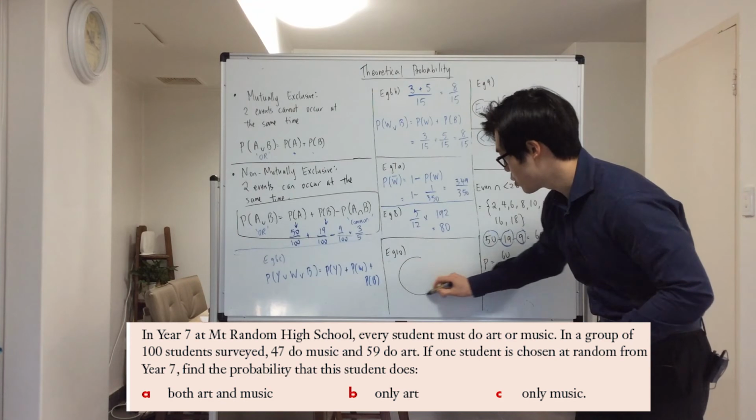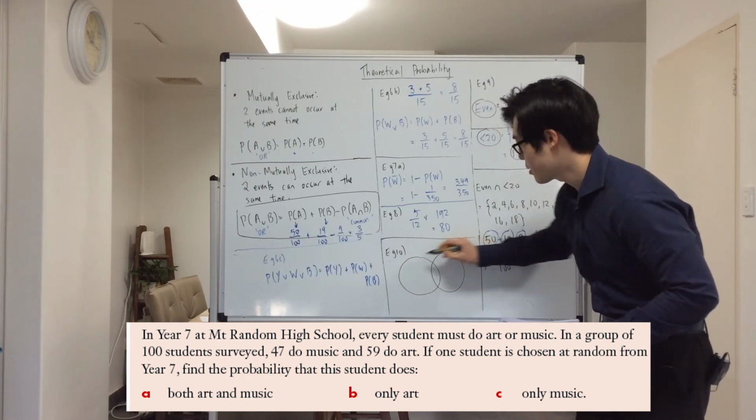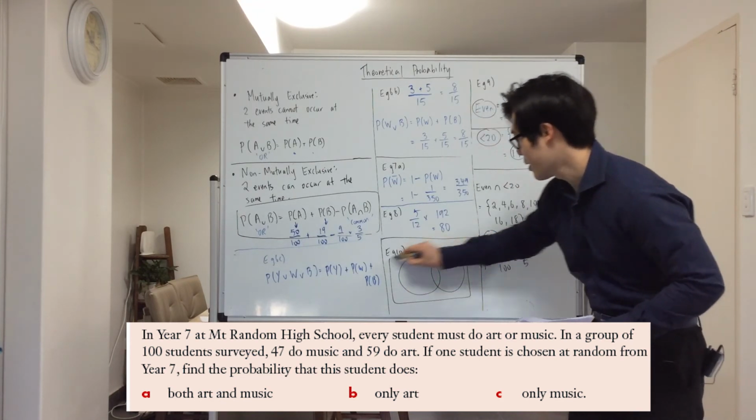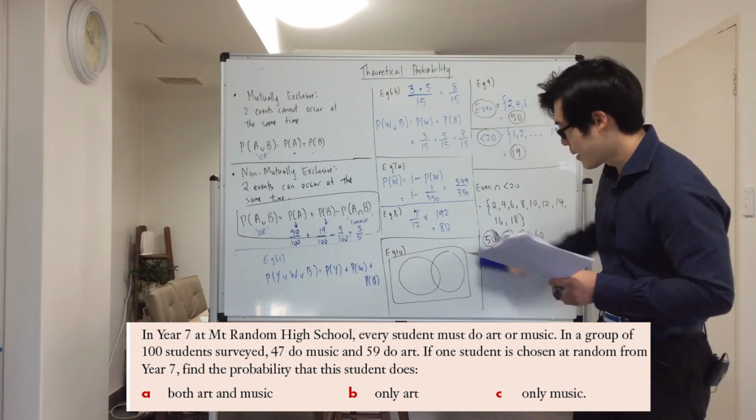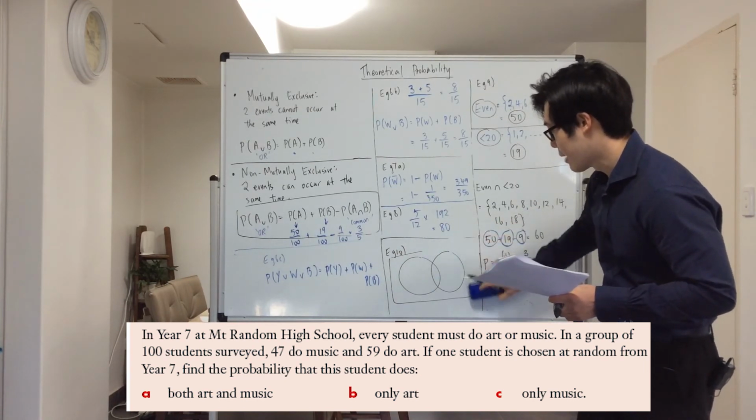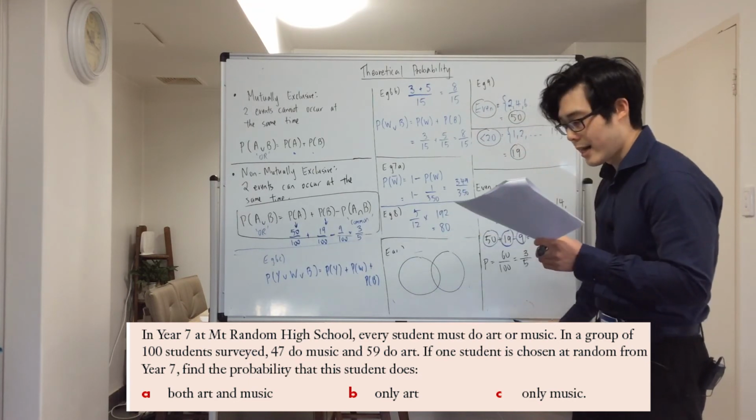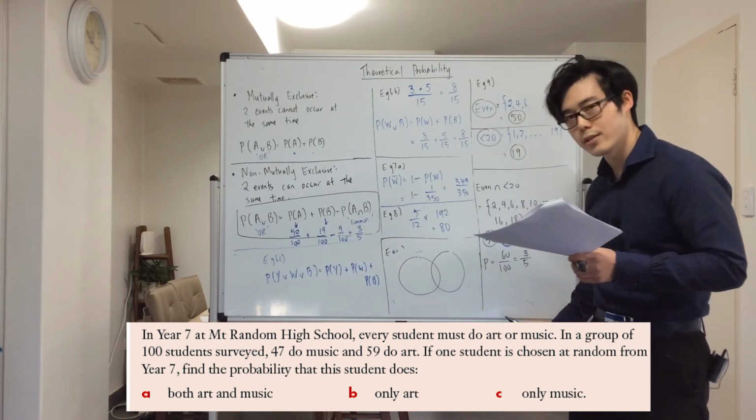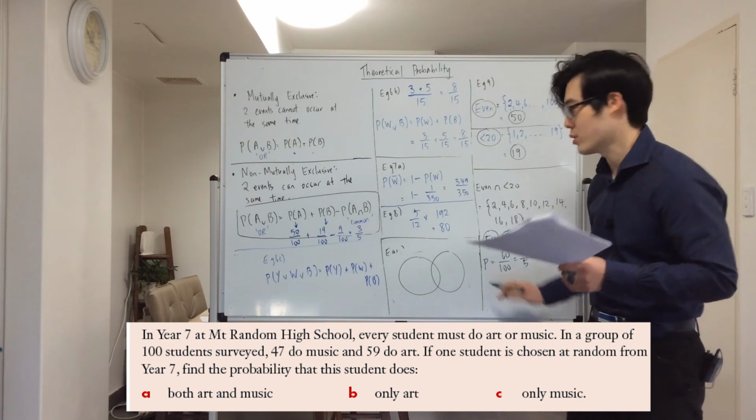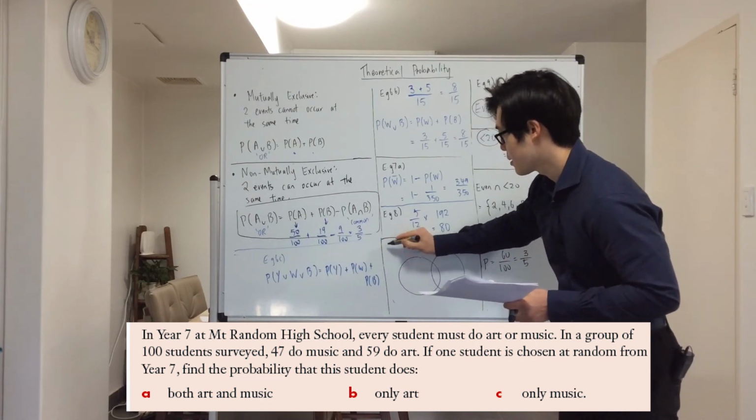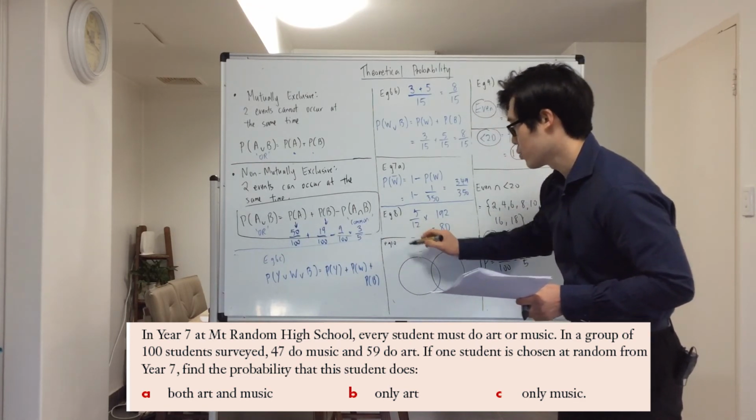So let's draw 2 circles and a box in case there are students that do neither. Actually, in this case, we don't have to. It says in the question, every single student has to do either music or art. So there won't be any students outside of the box that do neither music nor art. All right? So that's example 10 here. So we know we didn't have to draw a box outside.